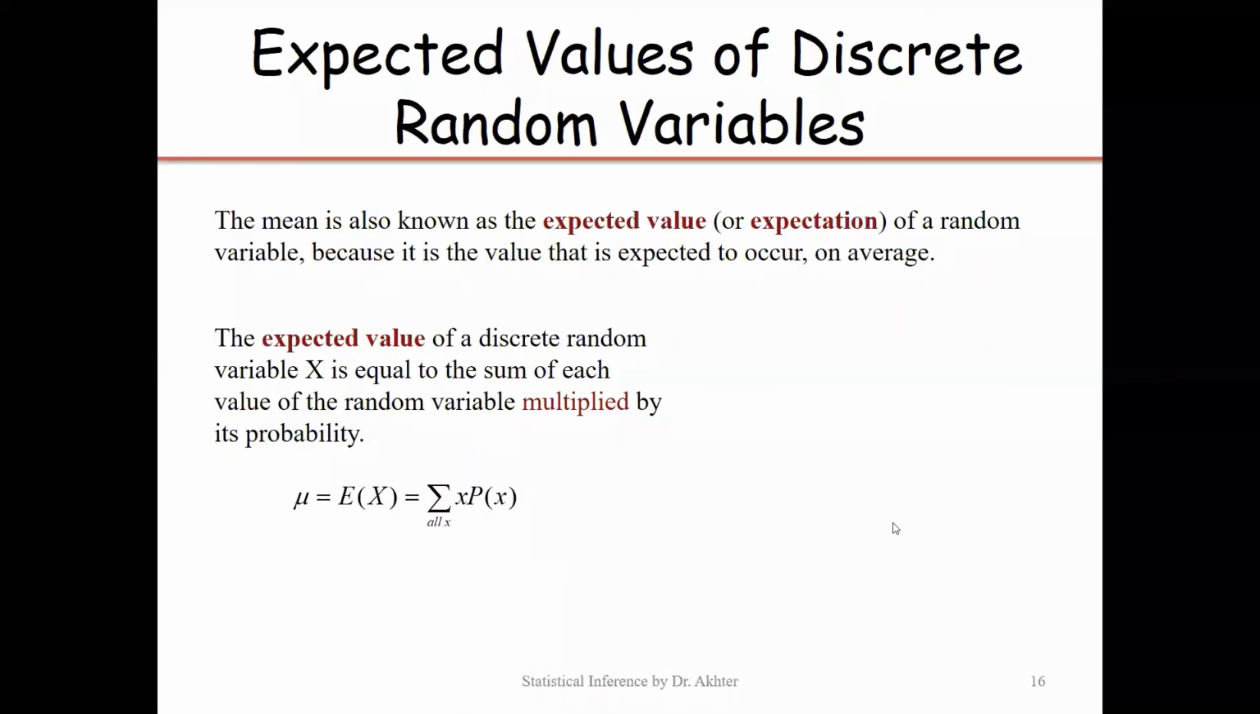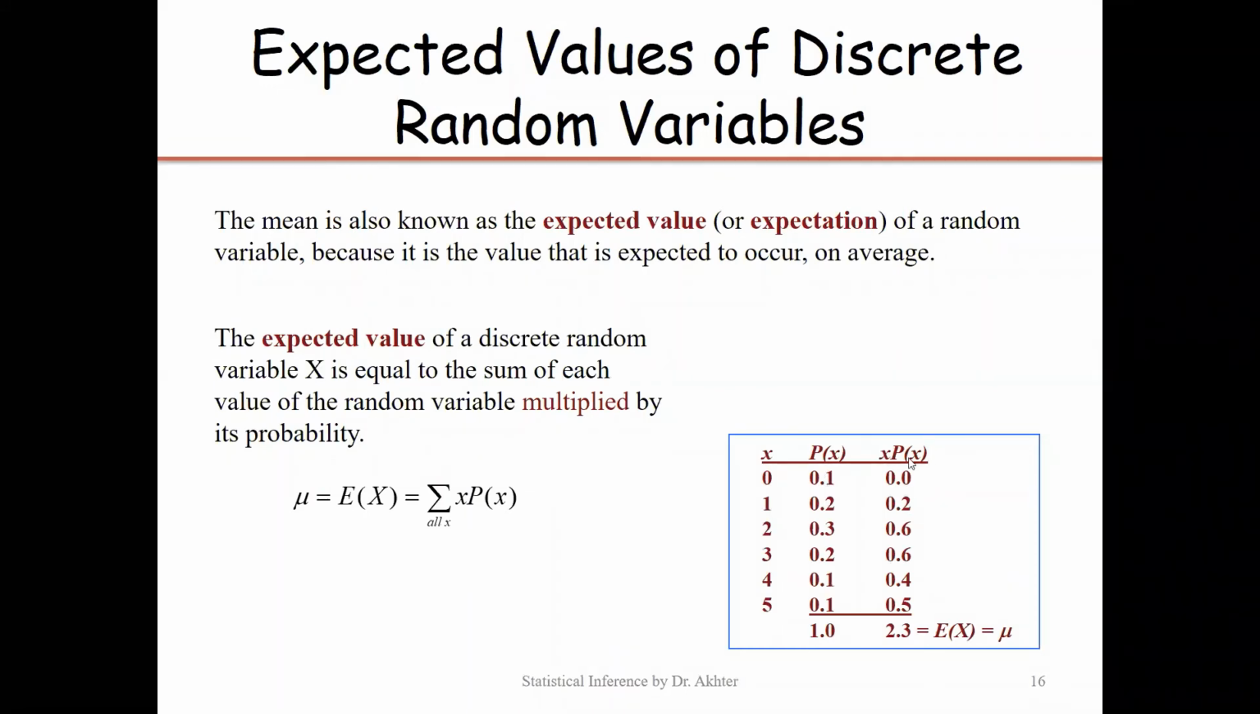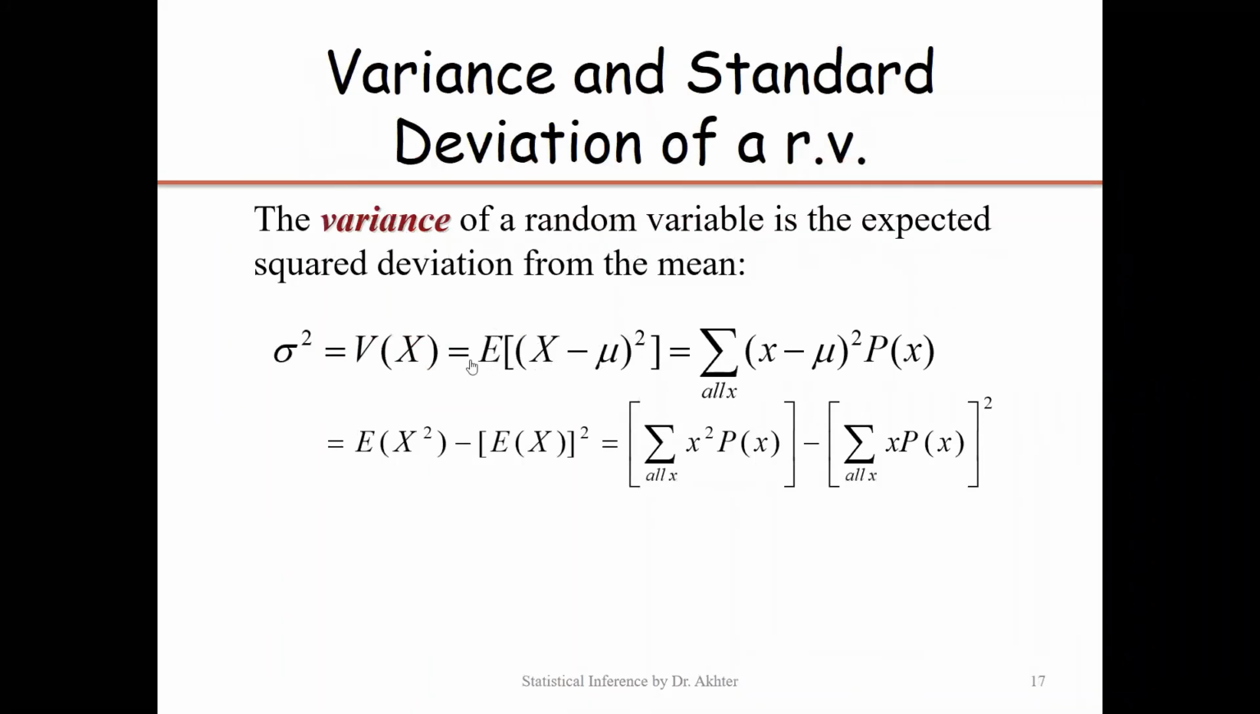The expected value, I'm not repeating it. The column x into P(x) is formed and the total is 2.3. That is the mean of X. Mu or E(X) or mu x, those are the notations which we can use. The variance can be computed by the expected value of (X minus mean) whole square. And in simple form, you have the total of (X minus mean) whole square times P(x). In expanded form, you have the expected value of X square minus (expected value of X) whole square. Or in sigma form, you have X square P(x). This is the mean of X square.